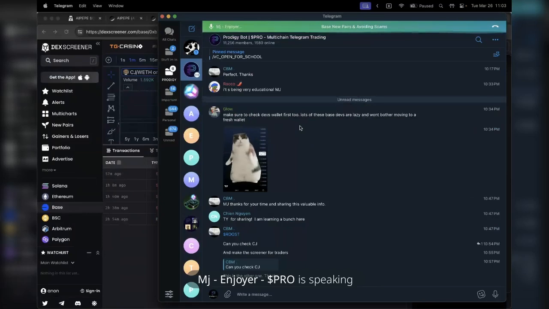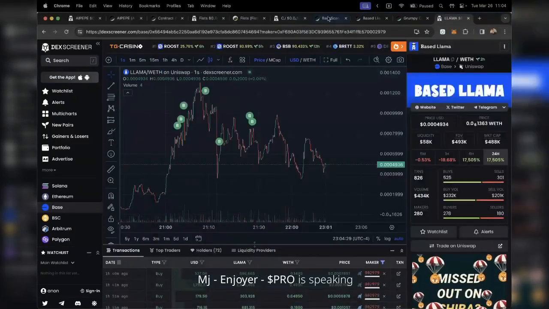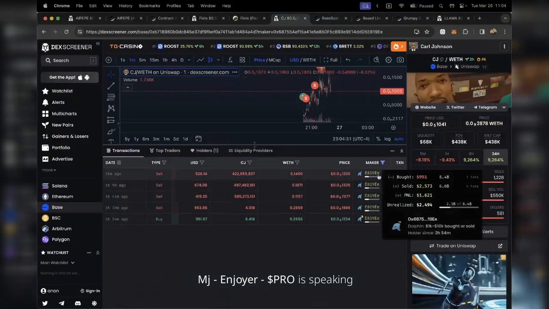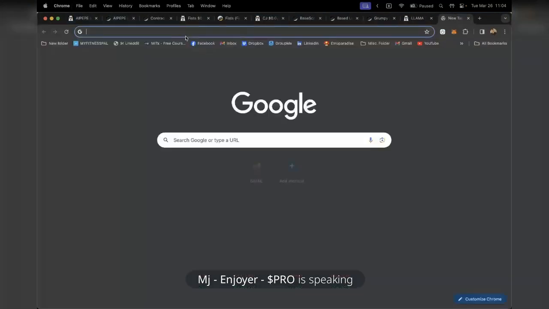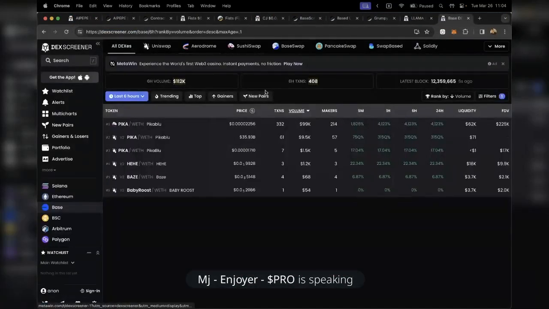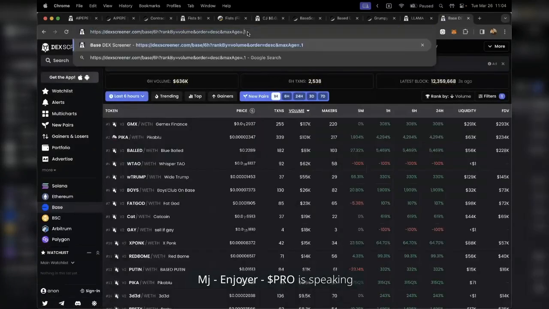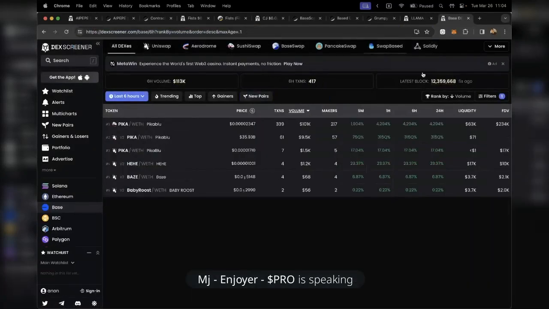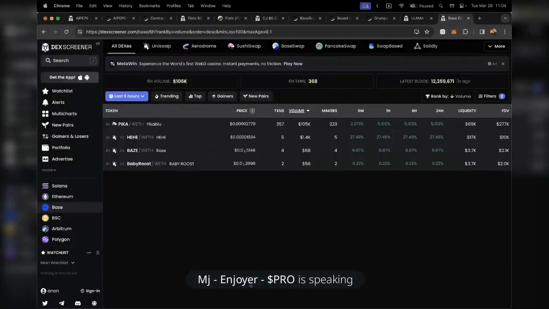Let me see. So this has been kind of a lesson. I'll go back over real quick, looking at new pairs. DexScreener, Base, and then I sort it by new pairs. I do 1 hour, and to get to this, just change the 1 hour to 0.1, which is 6 minutes. Add a filter of $100 at the bare minimum so that you're not looking at straight up rugs.